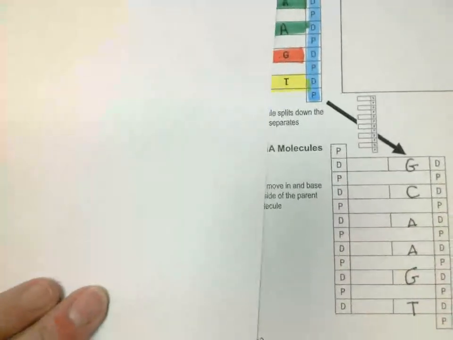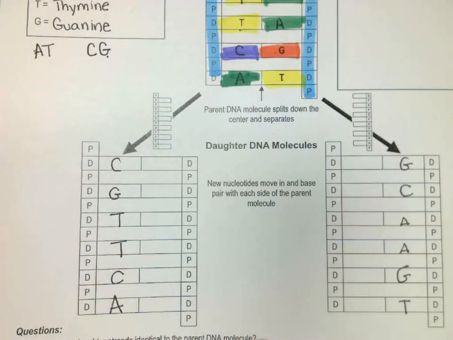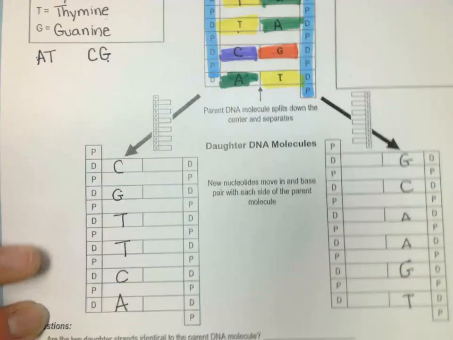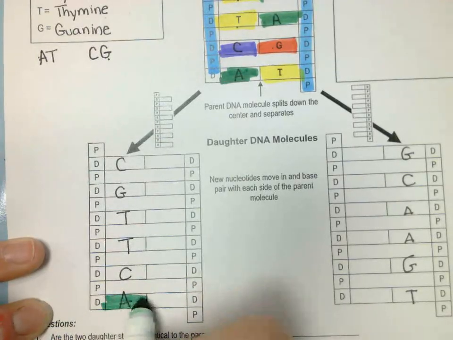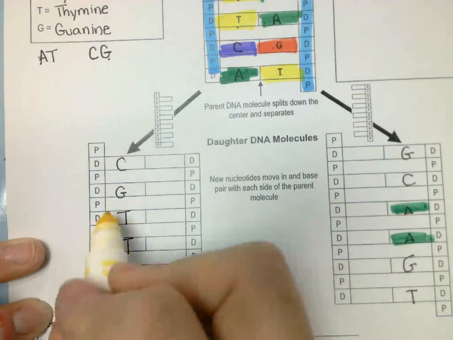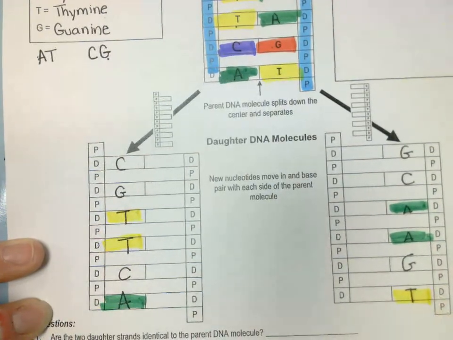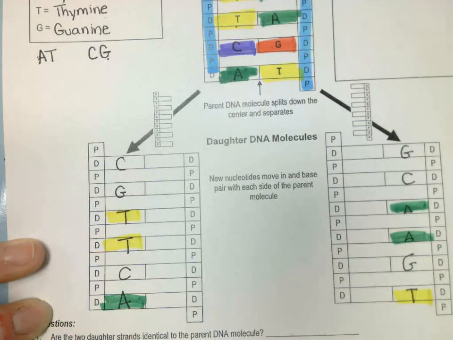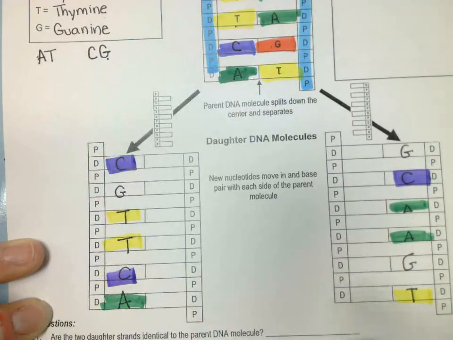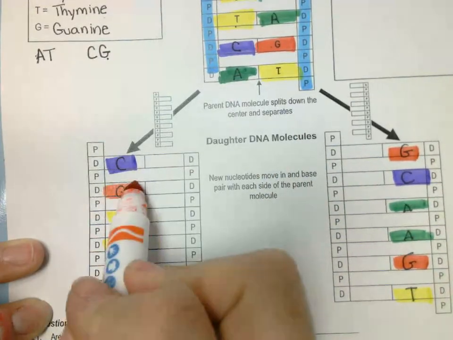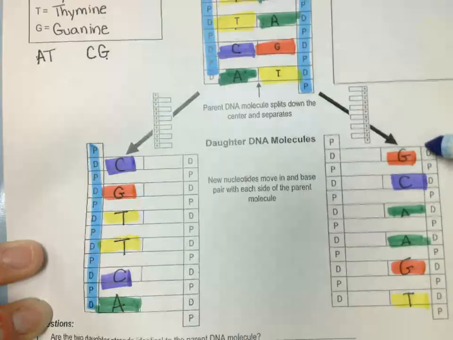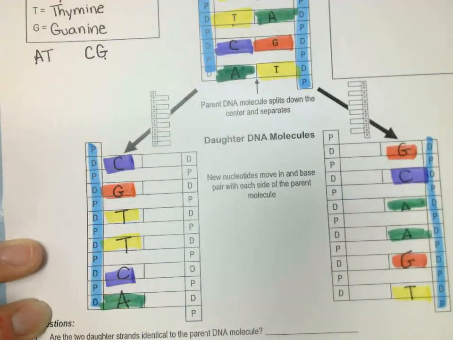And then we're going to color those original parent molecules just like we did at the top. So we're going to color all of our A's green, all of our T's yellow, all of our C's purple, and all of our G's red. We're going to color the backbones blue because those are still our original molecule.